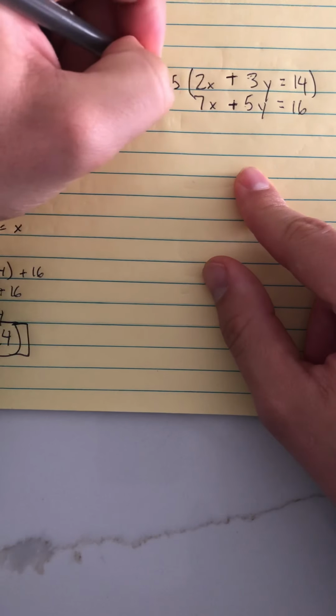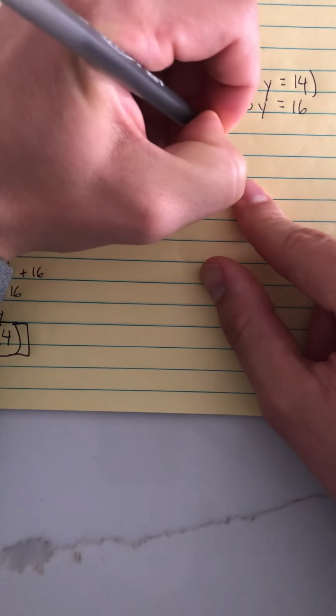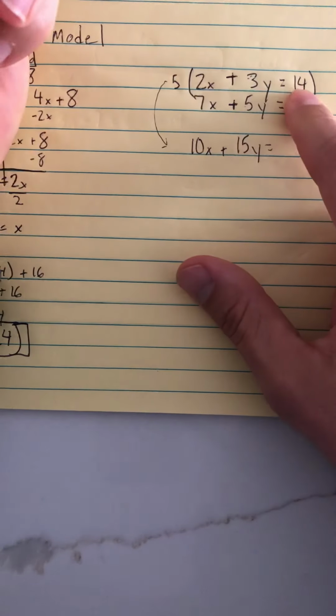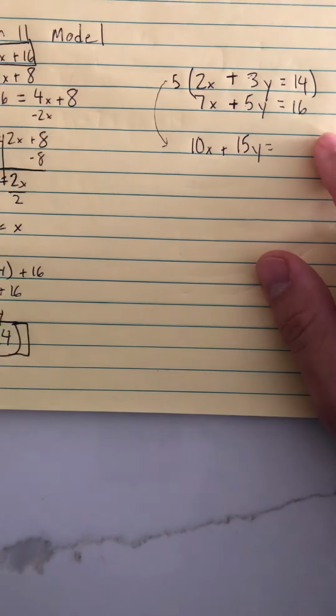So this top equation, I'm going to write it down here, changes to 10x plus 15y. Don't forget this last number. Ooh, I need a calculator. 14 times 5. Actually, I don't. I can do it in my head. That's 70.